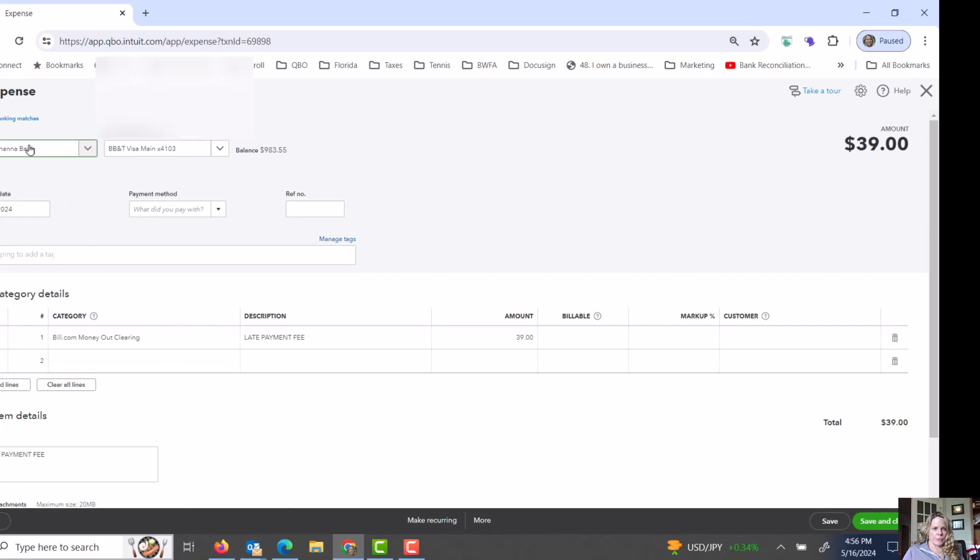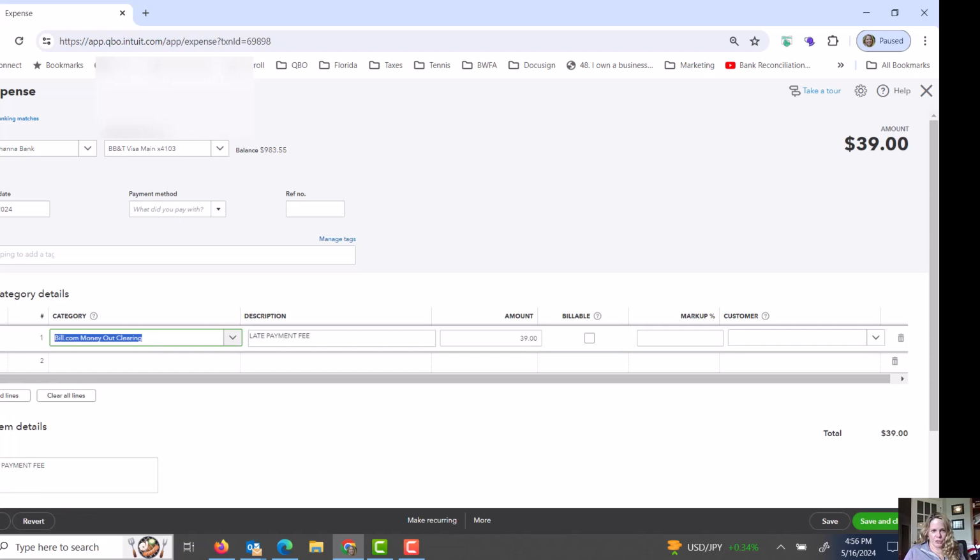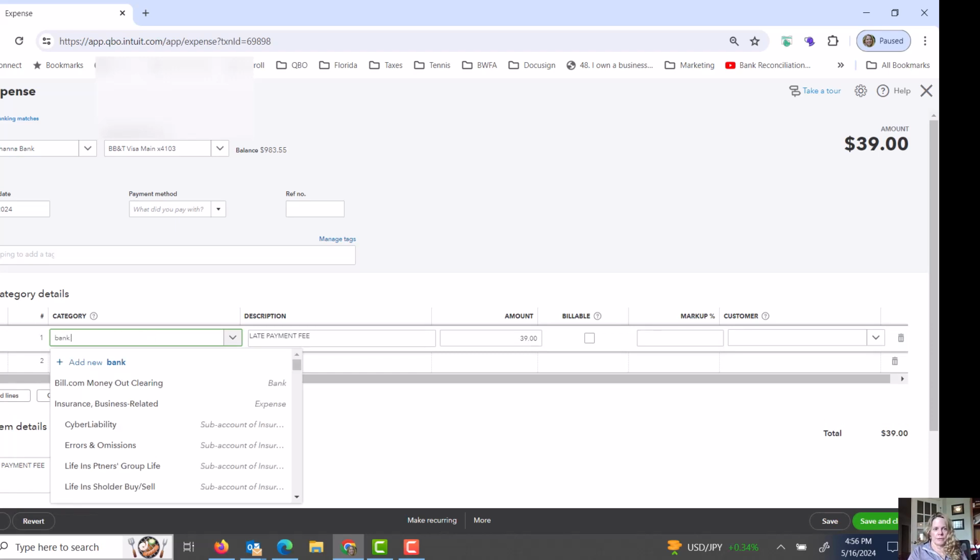And for example, there's a bank fee here. It's a credit card account. Someone who has posted this has selected the bill.com money clearing account instead of bank charges.